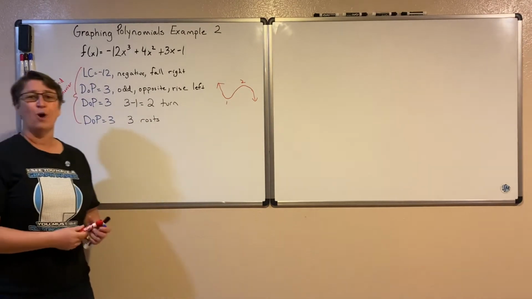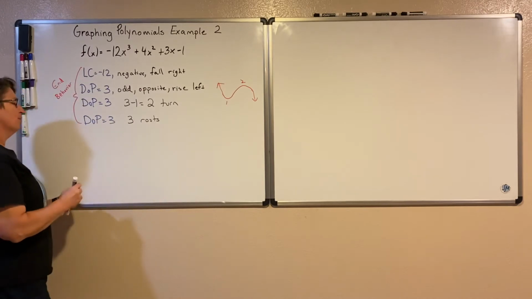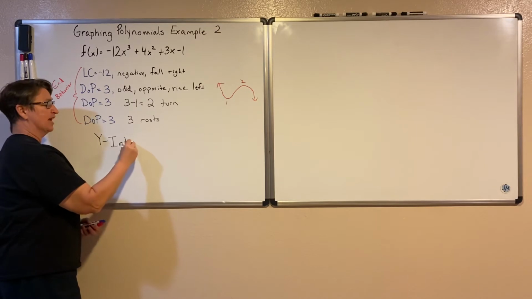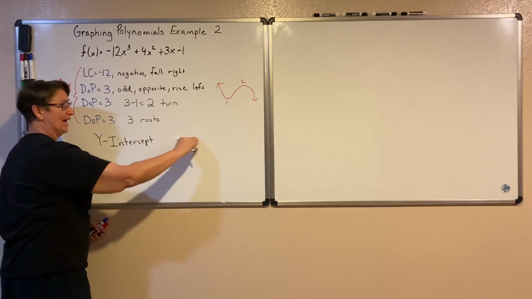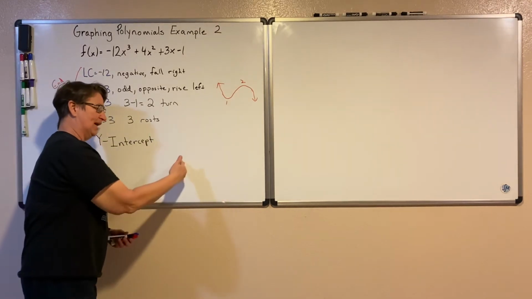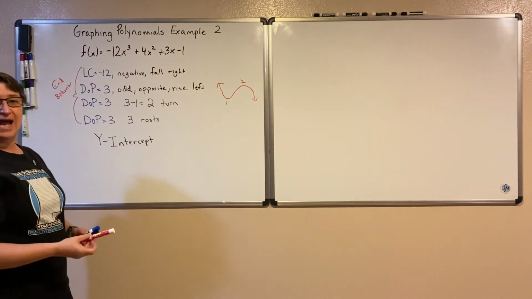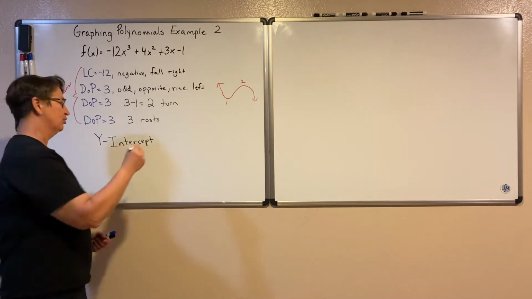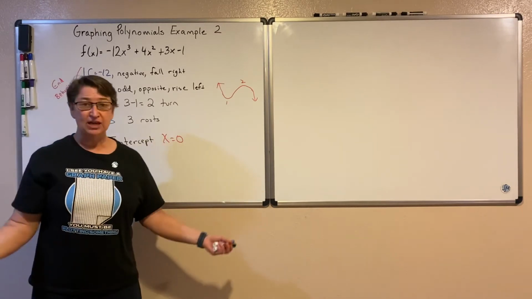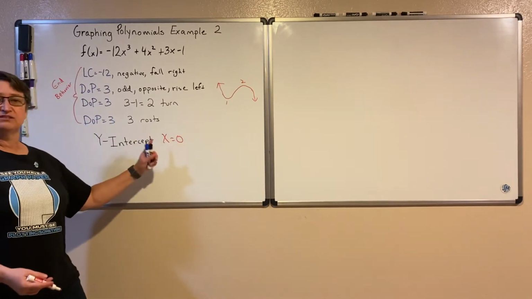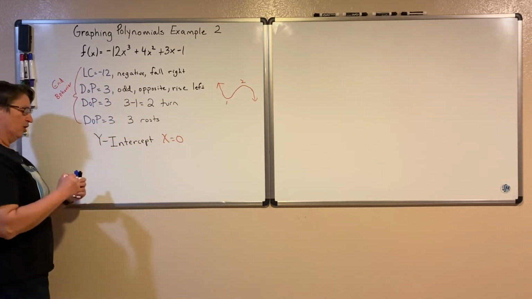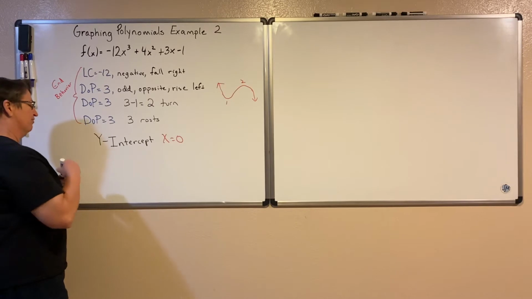Next, we're going to look at the y-intercept. So remember, the y-intercept is where the graph intersects the y-axis. And everywhere along the y-axis, our x values are equal to 0. So anytime we're looking for the y-intercept of any function, we can just substitute in 0 for our x to find that y-intercept. So I'm going to take my 0 and substitute it into my function.